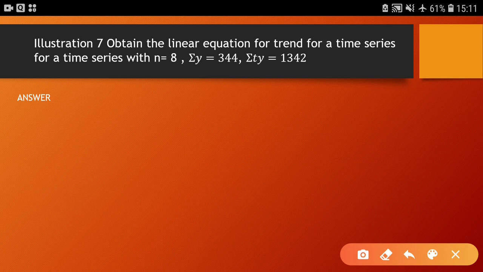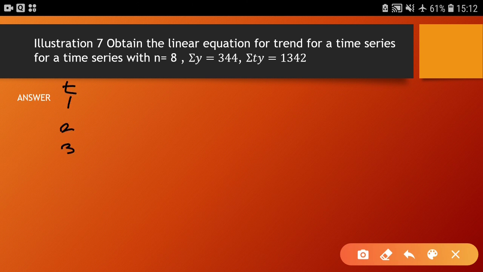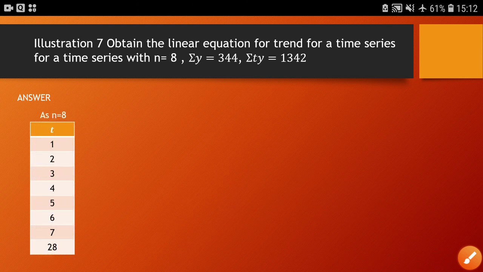As I told you, if there are 5 years, I am just taking an example, then your t must be 1, 2, 3, 4, 5. This t always starts from 1 and ends at the number of years, whatever they may be. So if your n is 8, your t will be 1, 2, 3, 4, 5, 6, 7, 8. In this way you need to find the t.